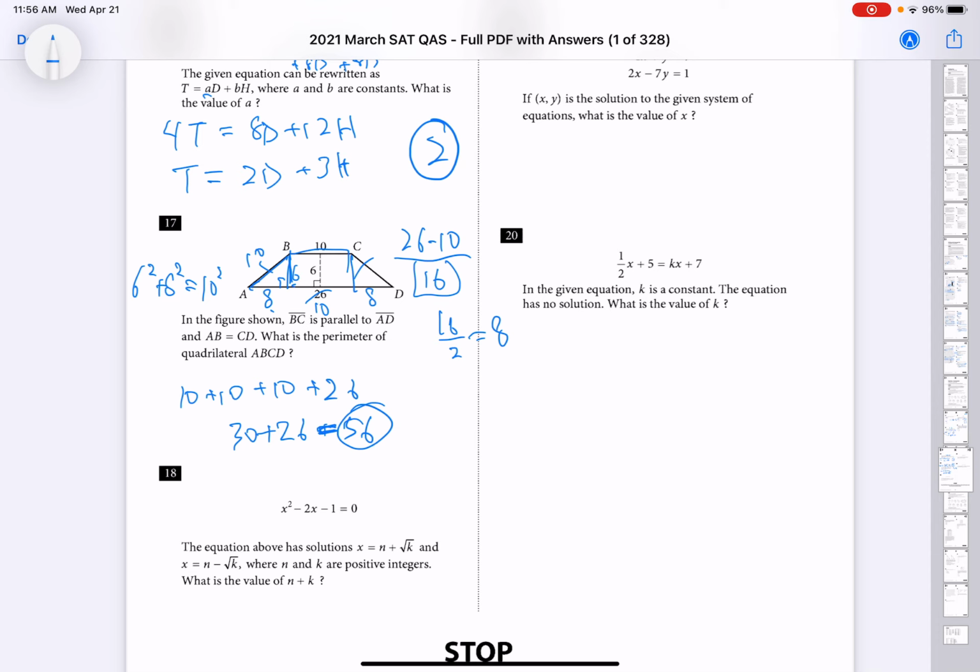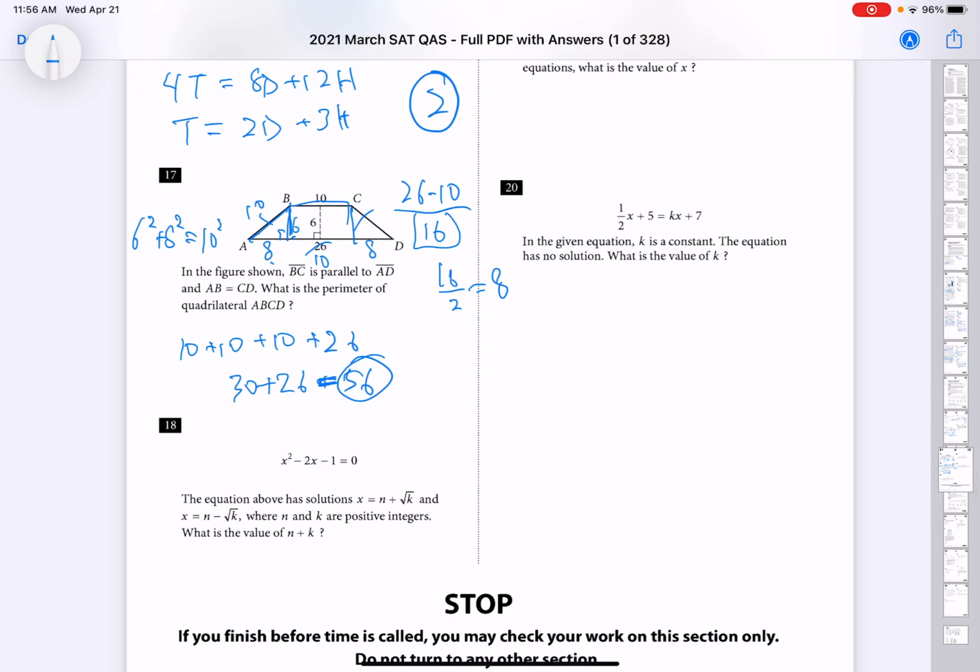Number 18, if x squared minus 2x minus 1 is equal to 0, and the equation has solutions of x equals n plus radical k and x equals n minus radical k, and n and k are positive integers, what is the value of n plus k? So to do this question, you should use the quadratic equation. The quadratic equation is negative b plus or minus the square root of b squared minus 4ac all over 2a, where in this case a is equal to 1, b is equal to negative 2, and c is equal to negative 1.